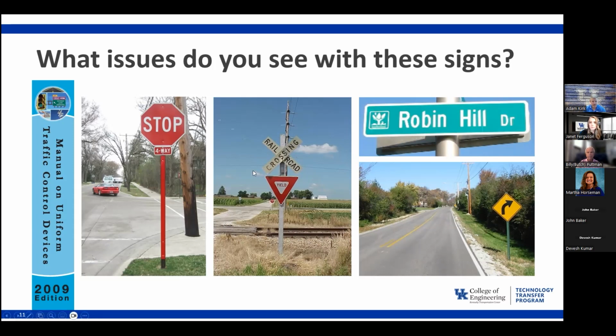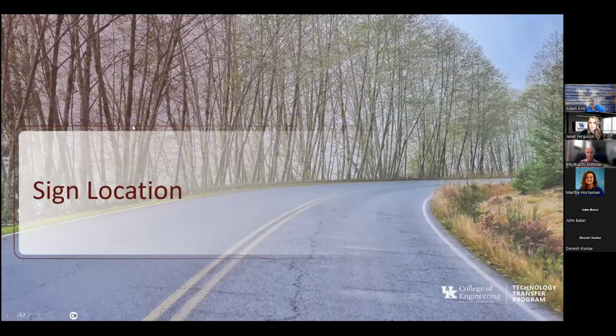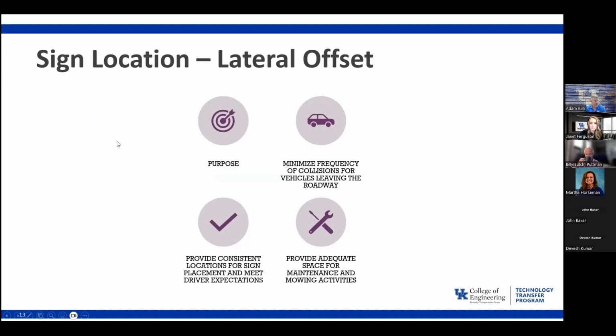So the next thing we want to talk about is sign location and where we put our signs. There's a couple of different things. We want to make sure that our signs are in a location where they can meet their purpose. If I'm telling somebody to slow down because there's a stop ahead, or slow down because there's a curve ahead, we need to make sure that sign is in the proper location so that it can convey that message when somebody needs it.